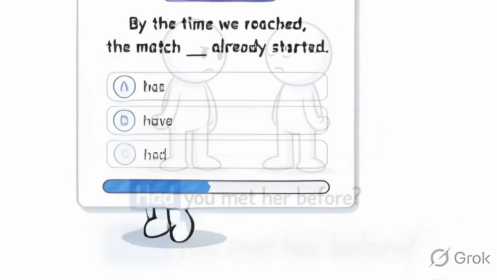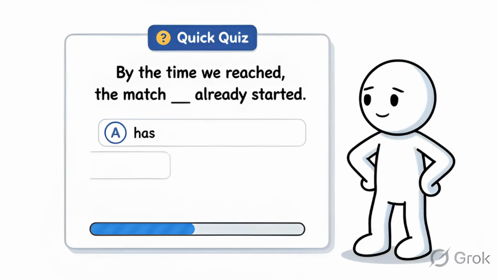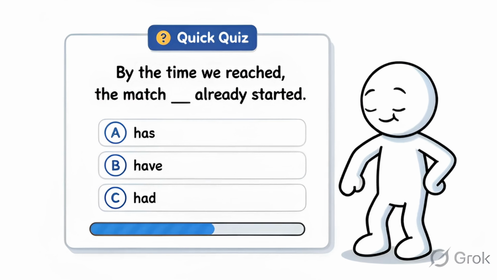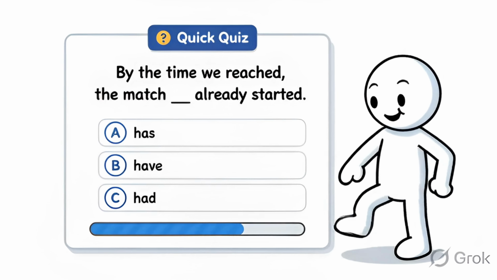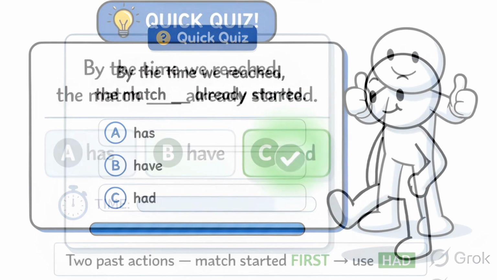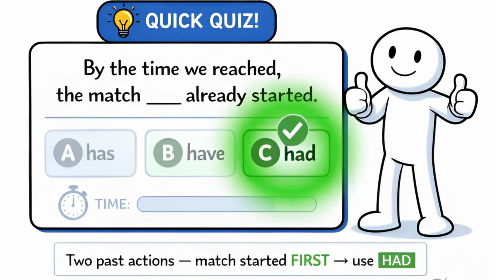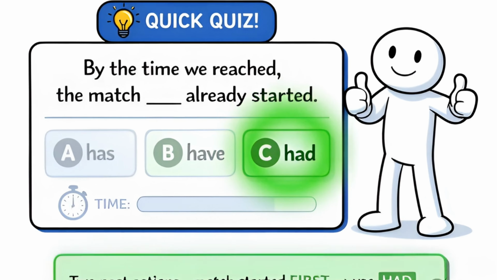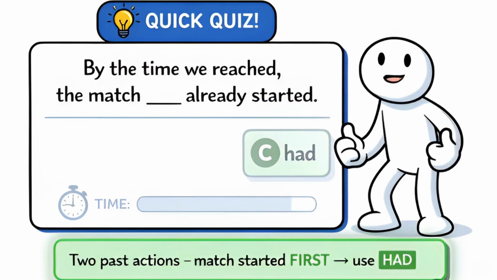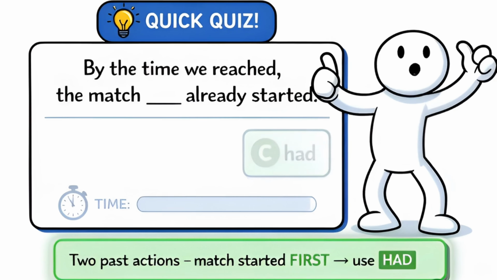Quick quiz. Fill in the blank. By the time we reached, the match blank already started. Is it has, have, or had? Think carefully. The answer is C, had. Two past actions, match started first, we reached second. Had already started. Past perfect for the first action, simple past for the second.